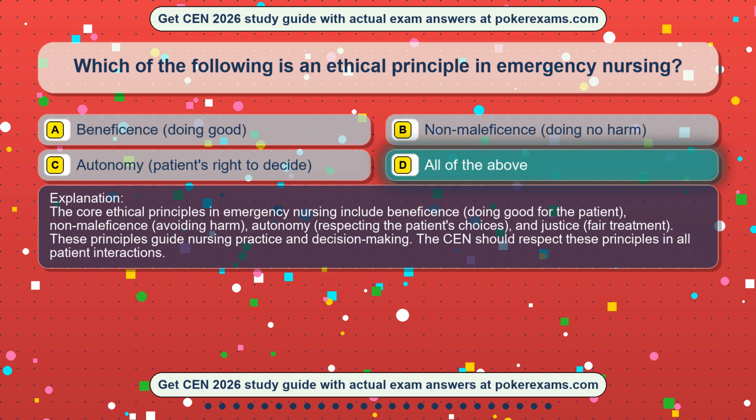The core ethical principles in emergency nursing include beneficence, doing good for the patient, non-maleficence, avoiding harm, autonomy, respecting the patient's choices, and justice, fair treatment. These principles guide nursing practice and decision-making. The CEN should respect these principles in all patient interactions.